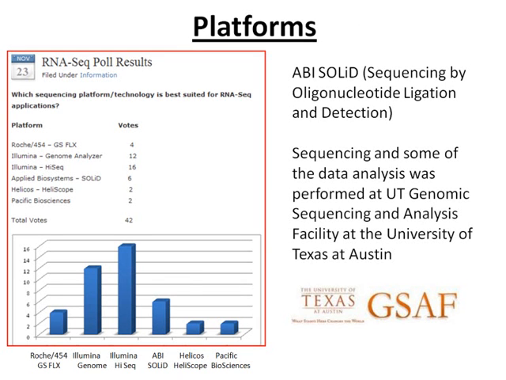Right now, the three most popular platforms, according to a poll that was done pretty recently, are the two Illumina platforms and ABI SOLiD sequencing. Even though there are differences among the platforms as far as cost and read length, the basic steps of the process are the same. So I'm going to take you through those steps. We used ABI SOLiD sequencing, and the sequencing was done at the UT Genomic Sequencing and Analysis Facility at UT Austin.